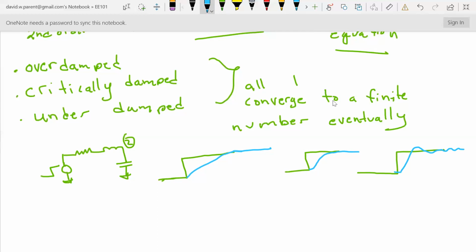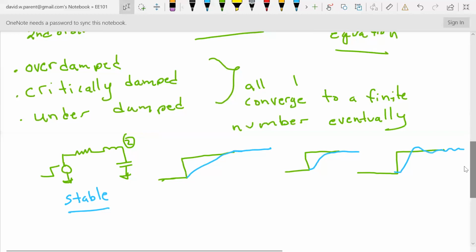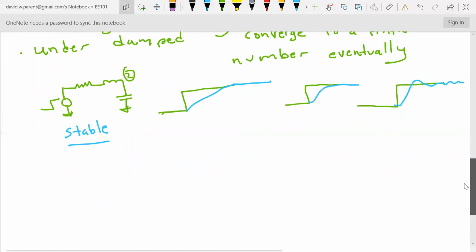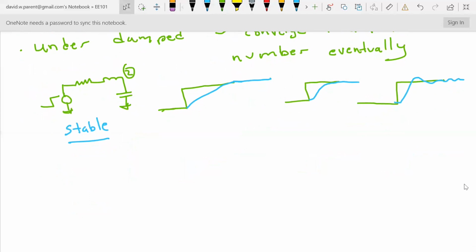So the phrase is, these are all what you might call stable. Yes, it might take a while to get where you're going, and this might oscillate, and it might take a long time to settle, but they're all stable. Unfortunately, there are some conditions that are unstable, and they're captured in those 101 problems that we're going to go over.